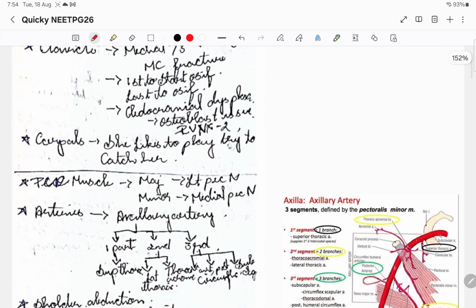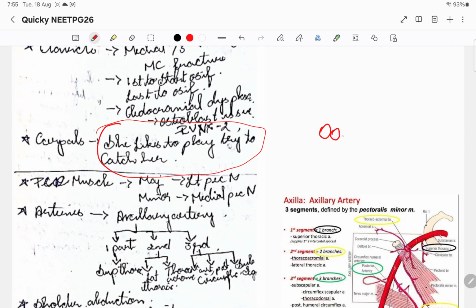Moving on to carpals, this is the mnemonic that you need to remember. She likes to play, try to catch her. She likes to play, try to catch her is the mnemonic that you need to remember for carpal bones. They'll ask you to identify which carpal bone is this. For example, scaphoid, lunate, triquetrum, pisiform, all these things, and they'll ask you to identify which bone is this. So if you know this mnemonic, you'll be able to solve that question.